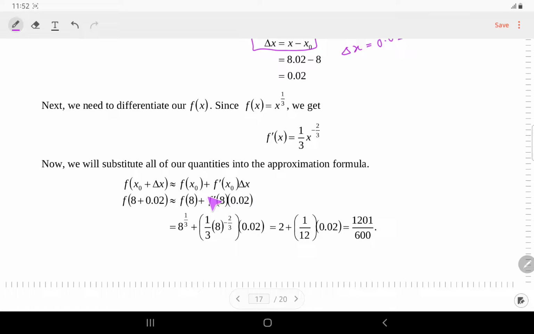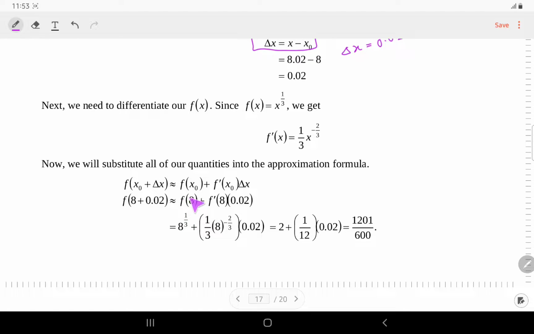Here we need to find what is our f prime first. Since our function is x power of 1 over 3, we can have our f prime x like this: 1 over 3 x power of 1 over 3 minus 1, which is negative 2 over 3. So this is our f prime x, and then just insert into the formula, so we'll get 8 power of 1 over 3, which is f(8).